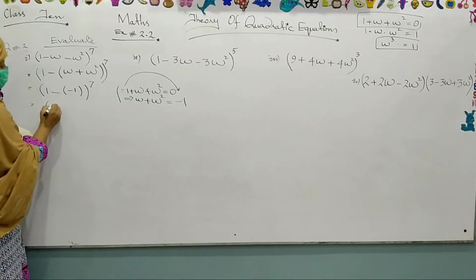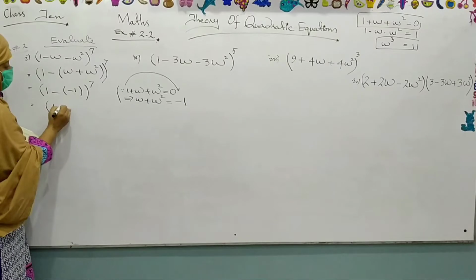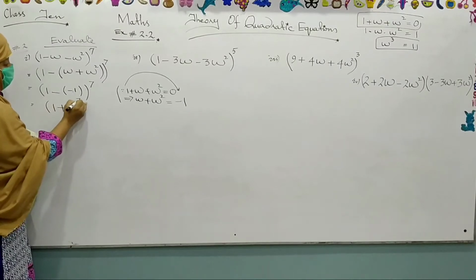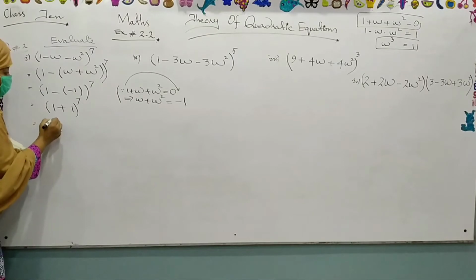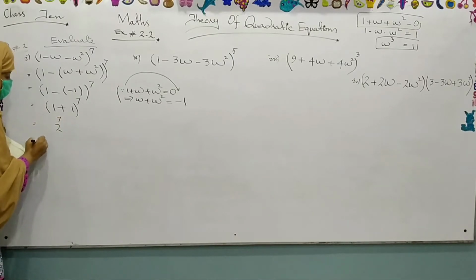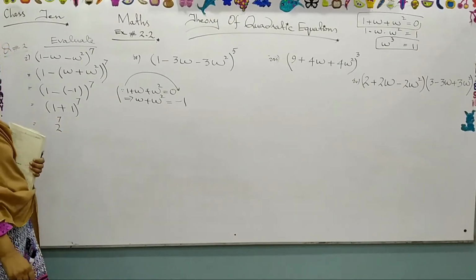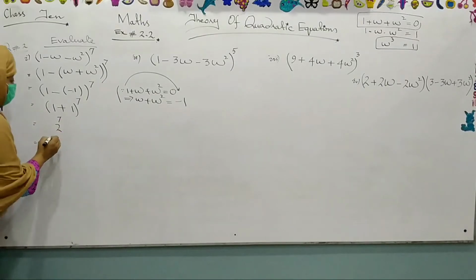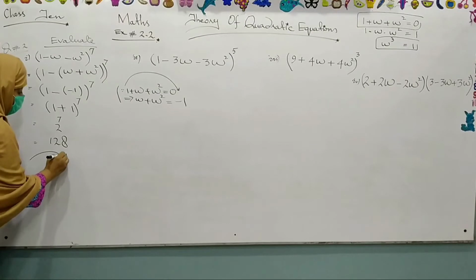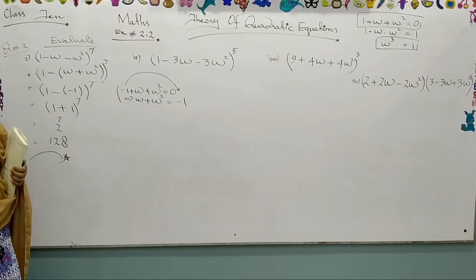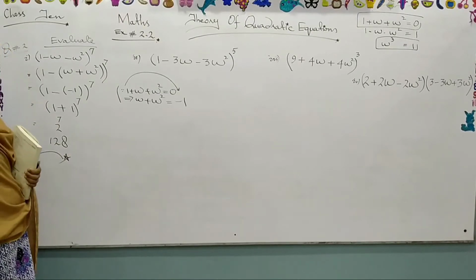What will be my next step? Minus minus 1 raised to power 7. What is 1 plus 1? It is 2 raised to power 7. And when you multiply 2 raised to power 7, it will be 128. This is my answer. I have evaluated the given expression.